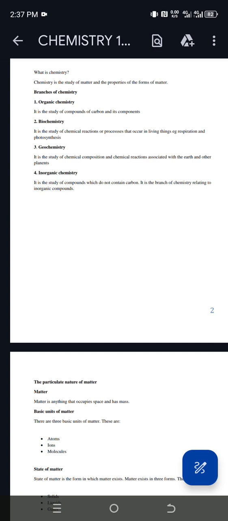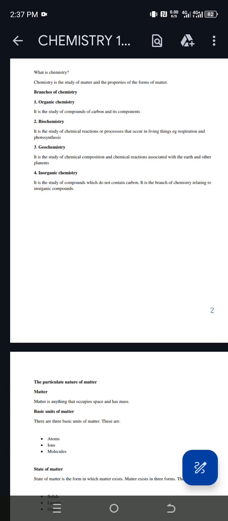Now, before we look at matter, we need to look at the branches that make up chemistry. We'll look at them in detail as we move on. The first branch is known as organic chemistry, which is the last topic in chemistry. It is the study of compounds of carbon and its components or properties. Then the second one is biochemistry, which they normally take as a course.